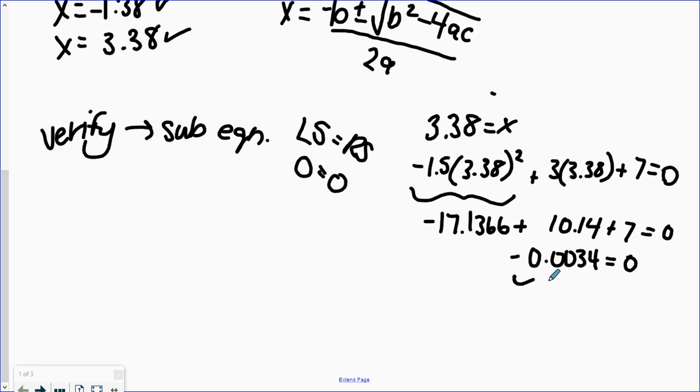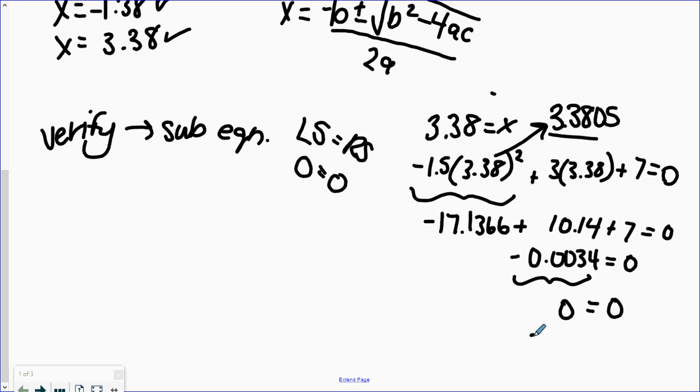This is pretty darn close, right? This was because we had that rounded value of 3.38. So essentially what we have is 0 is equal to 0. If I, instead of 3.38, put 3.3805 or whatever it was, this would get even closer to 0. So know that if it's not totally right, it's probably just a rounded value.